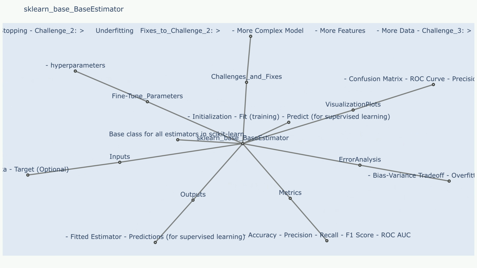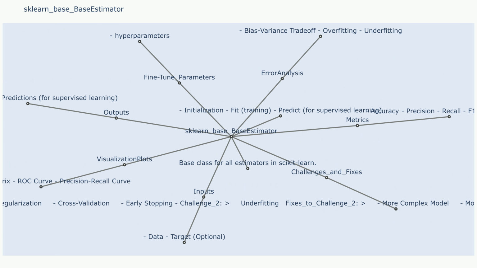R squared, a statistical measure that indicates the proportion of the variance in the dependent variable that is explained by the independent variables. Visualization plots. Confusion matrix, a visual representation of the performance of a classification model, showing the number of correctly and incorrectly classified instances. ROC curve, a plot of the true positive rate against the false positive rate for different threshold values. Precision-recall curve, a plot showing the relationship between precision and recall for different threshold values. Learning curve, a plot that shows the performance of the model as a function of the size of the training data.